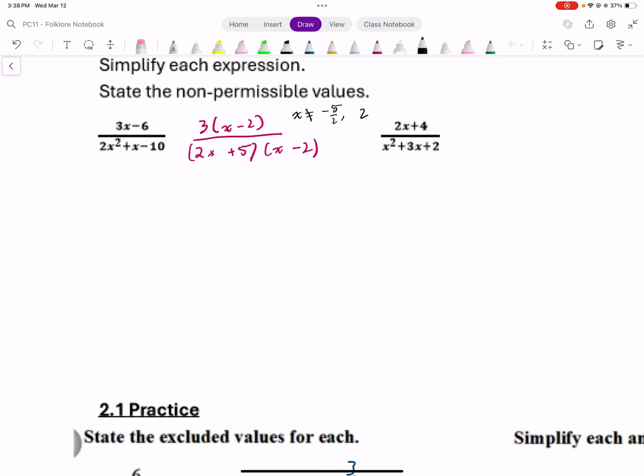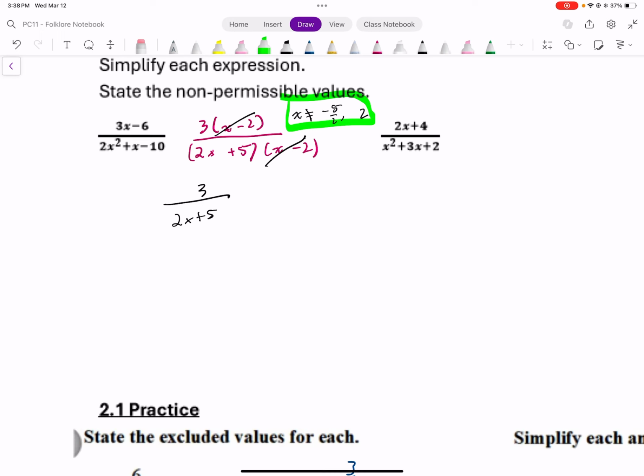So now I have factored both top and bottom, numerator and denominator. I have listed my non-permissible values. Now I'm going to cross out common factors. So I'm crossing out those two common factors. What is left is 3 over 2x plus 5. And I'm just going to put a square around that to draw attention.